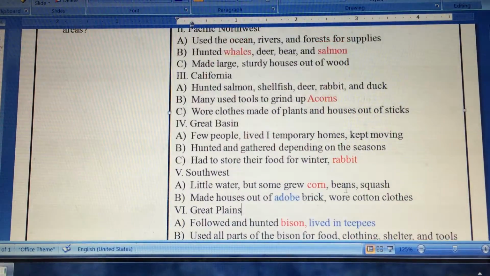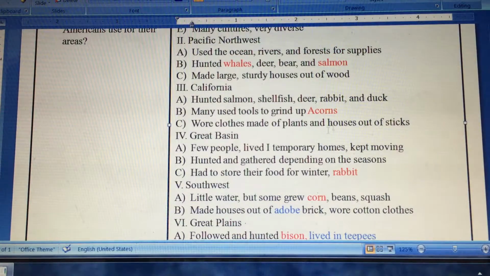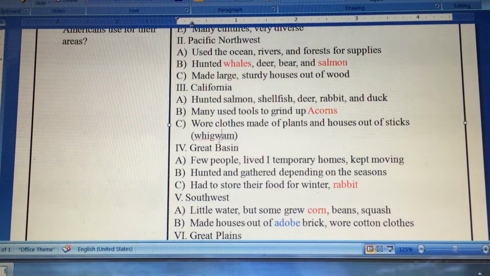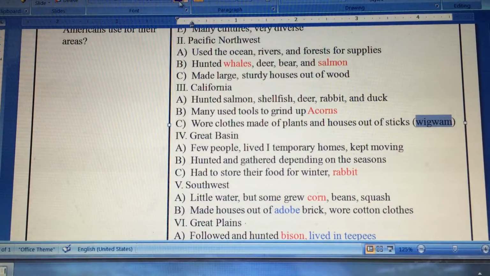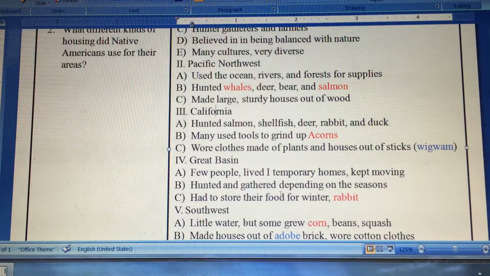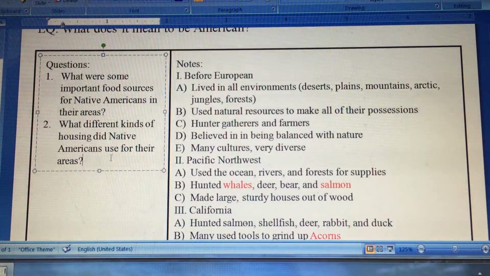Okay. I'm not going to talk about Great Basin, but houses of sticks. I'm going to bring up wigwam. Wigwam. Once again, spelling doesn't count. So wigwam, I'm going to make that blue so that we know that Californians lived in there. Okay? So those are some ways we can organize our notes. Make them a little bit stronger, a little more clear. We're going to leave it at that for the two questions.